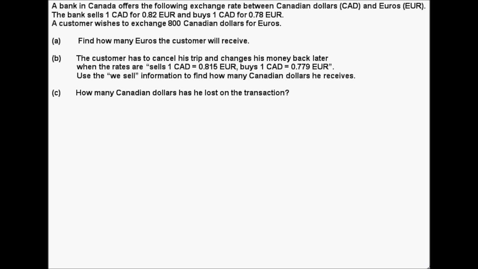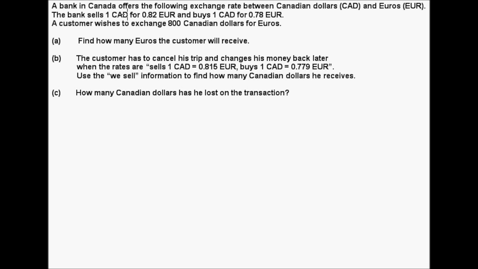It says a bank in Canada offers the following exchange rates between Canadian dollars and euros. The bank sells 1 Canadian dollar for 0.82 euros and buys 1 Canadian dollar for 0.78 euros. A customer wishes to exchange 800 Canadian dollars for euros. The important thing you need to take out of this is that there are two rates here, and you need to know which one to use.